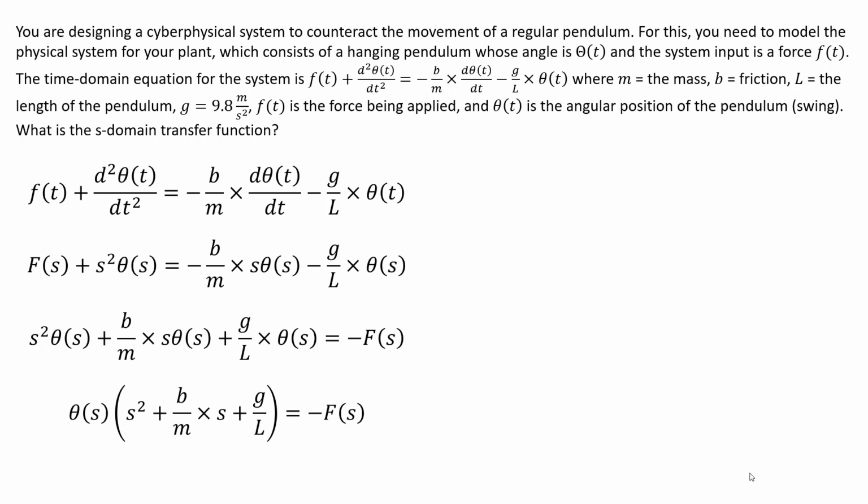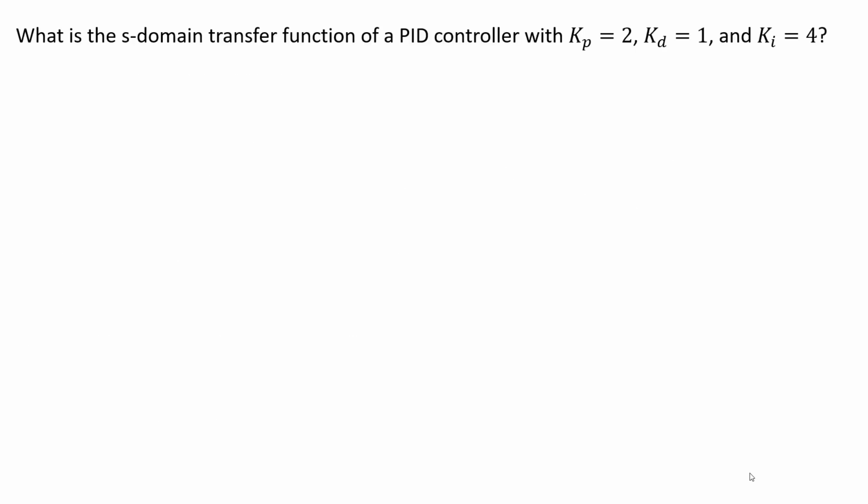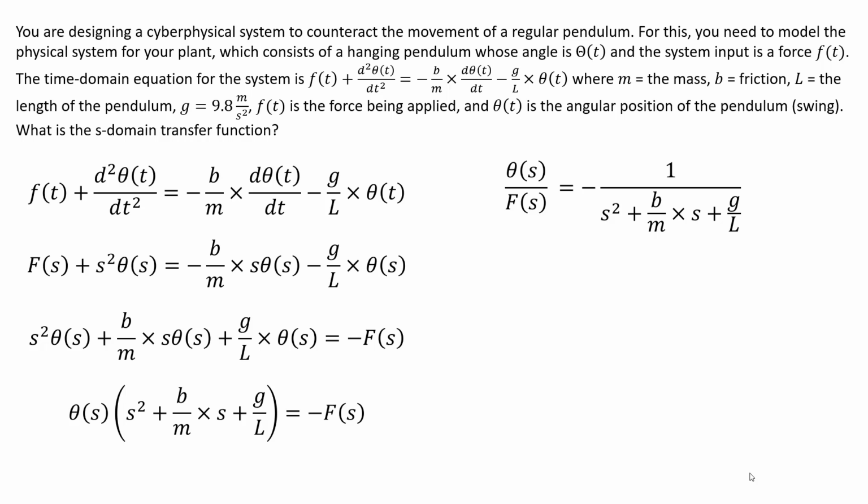Remember, the transfer function requires that you express it as a ratio of output to input. So in this case, the output is F, the input is theta, the angle. No, sorry, the input is F, the output is theta. I said that wrong. Because I'm applying a force and I'm trying to stop it from swinging, and the angle at which it's swinging is theta, right? Okay, any questions?